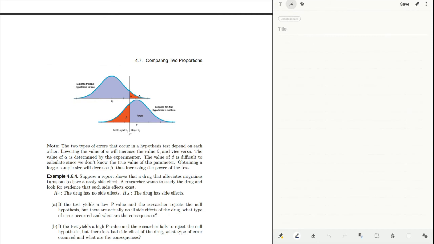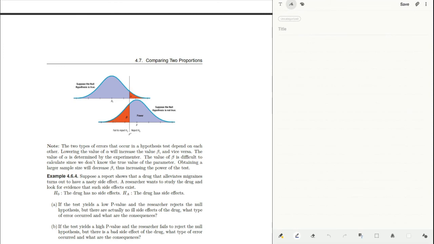Okay, so if we decrease alpha, then the vertical line will be shifted. And if we lower alpha, then this would cause beta to increase. And so lowering alpha would cause beta to increase and vice versa. If we were to increase alpha by setting the significance level higher, this would cause this vertical line to shift to the left. So by increasing alpha, this would cause beta to decrease. So they are dependent on one another.